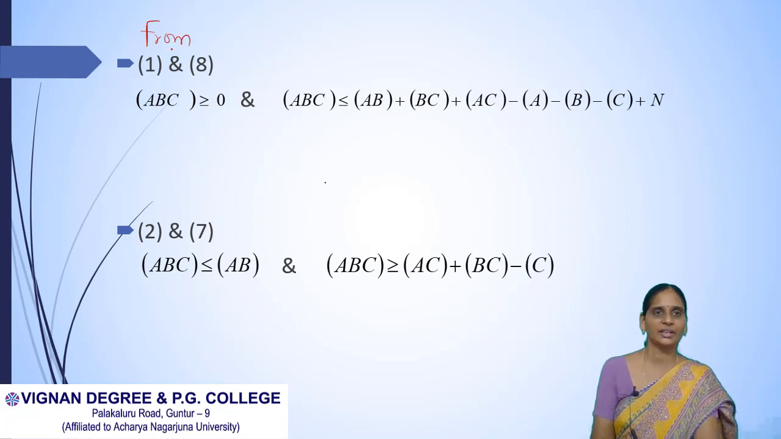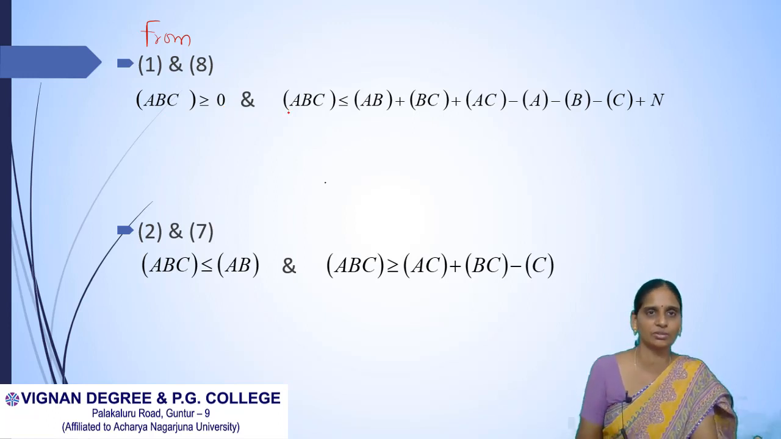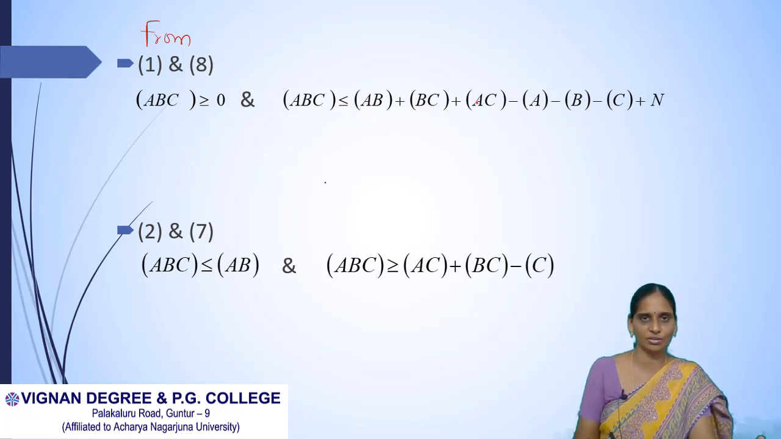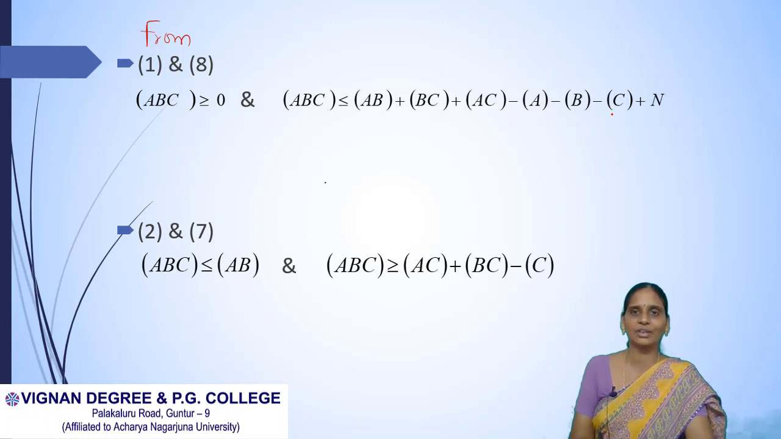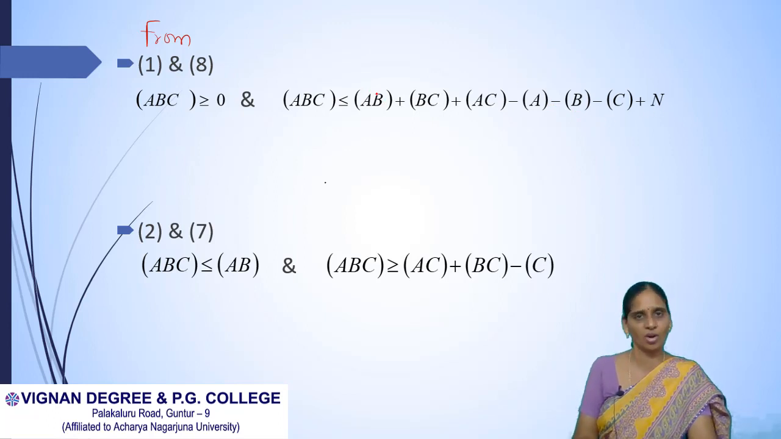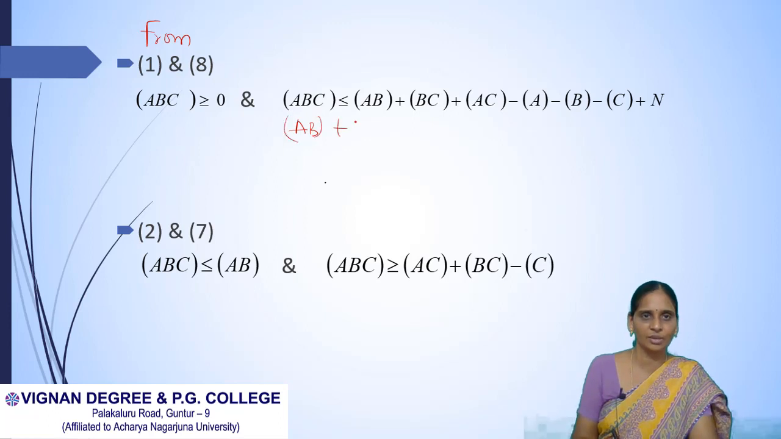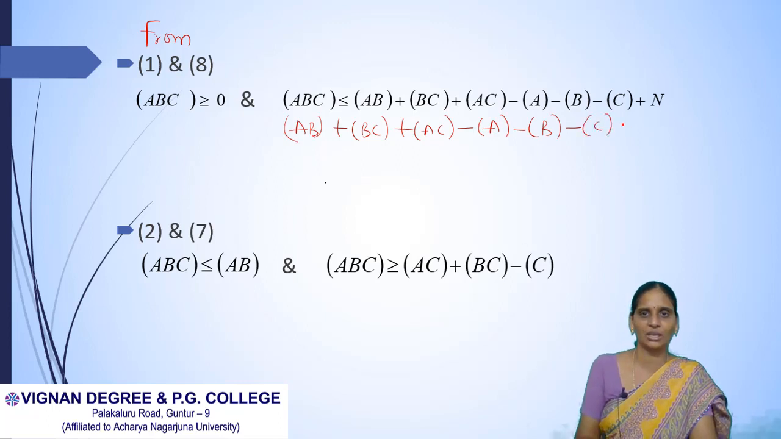So from the first and eighth conditions. The first condition is frequency of ABC is greater than or equal to 0, and the eighth condition is frequency of ABC is less than or equal to frequency of AB plus frequency of BC plus frequency of AC minus frequency of A minus frequency of B minus frequency of C plus N. Or you can write this condition as frequency of AB plus frequency of BC plus frequency of AC minus frequency of A minus frequency of B minus frequency of C plus N, which is greater than or equal to frequency of ABC.